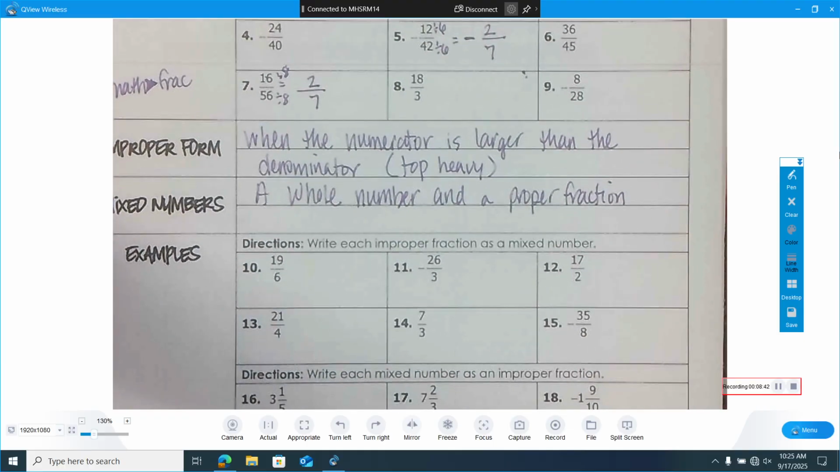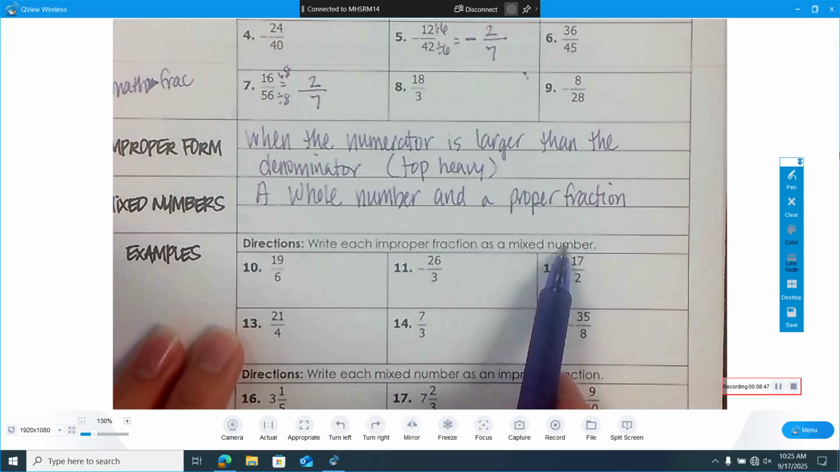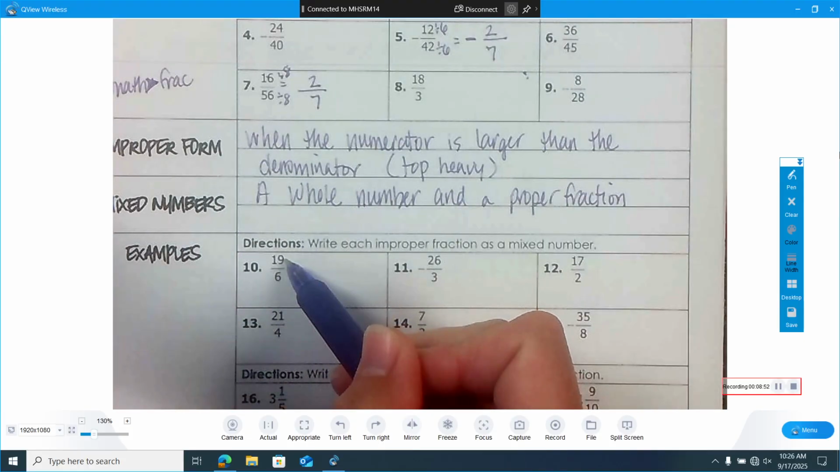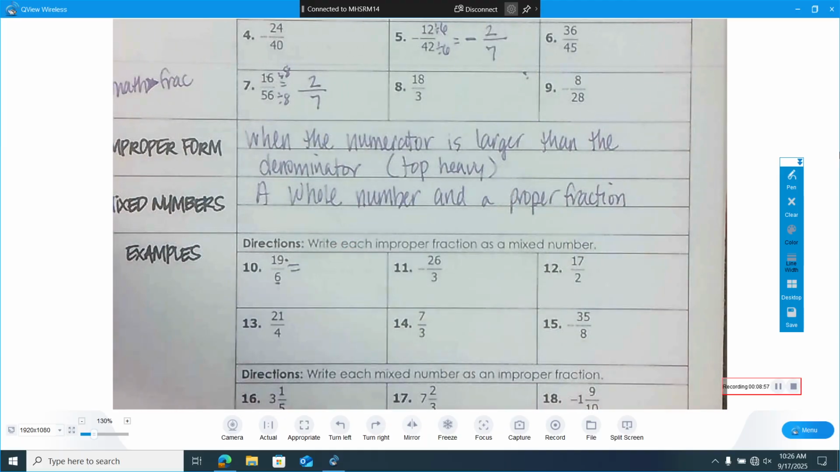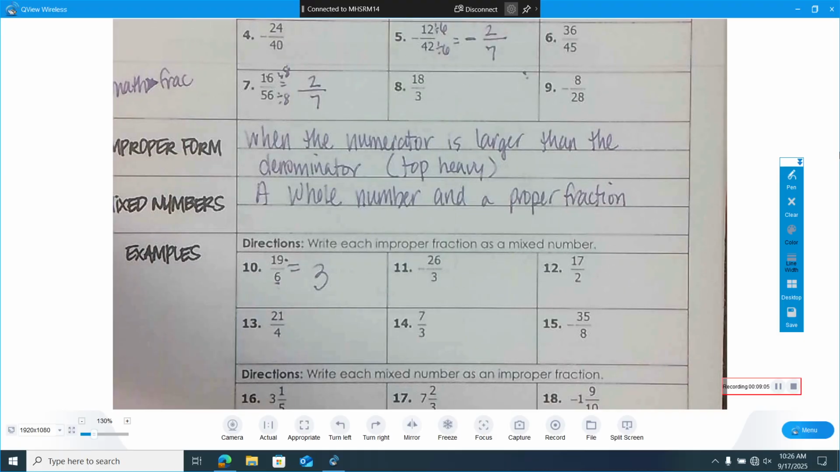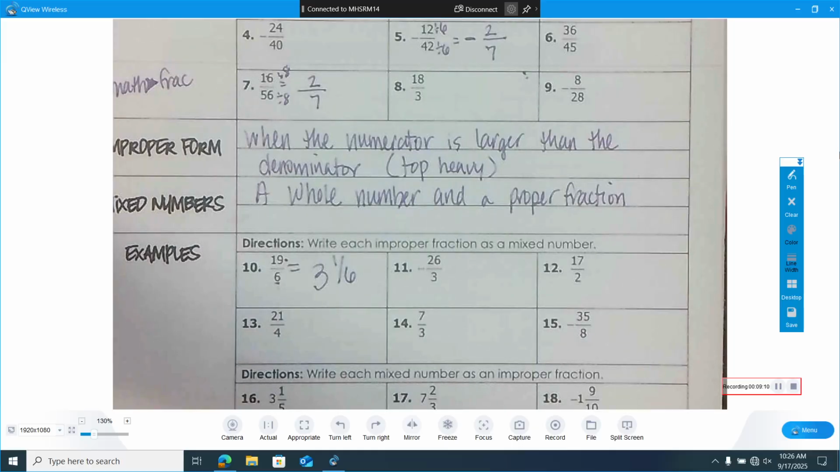So we're going to do a little bit of converting here. Write each improper fraction as a mixed number. Here we have an improper fraction because it's top heavy. It's got the bigger number on top. So we say to ourselves, how many 6s fit into 19? Oh yes, because 3 times 6 is 18. Very good. So 3 6s fit inside with how many left over? 1. And then we keep our denominator of 6. So 3 and 1/6. Hopefully you remember all of that. Do you remember how to do that?